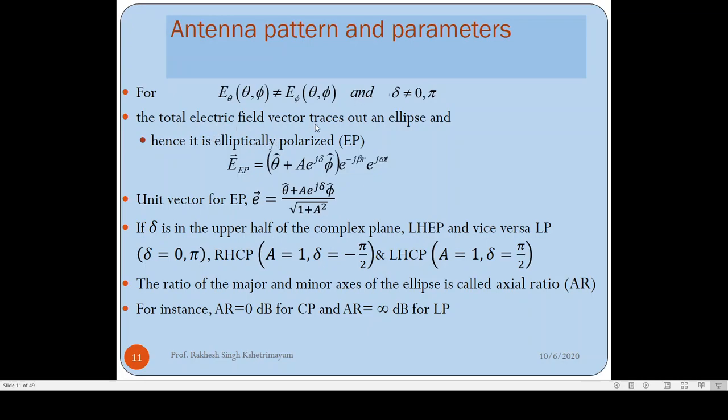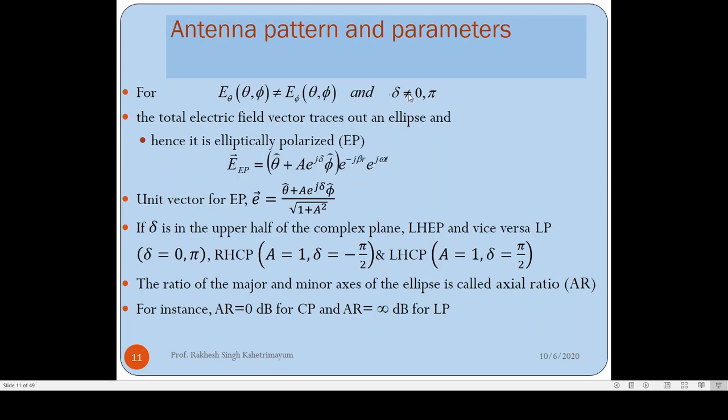So the total electric field for the elliptically polarized wave can be expressed as the theta component plus a times exponential j delta phi hat, multiplied by exponential minus j beta r and exponential j omega t. Exponential j omega t is for the time harmonic fields, exponential minus j beta r is for the wave propagating radially outward, and we have a transverse component of the electric field that is elliptically polarized. The amplitude of the theta component we take as 1, and the amplitude of the phi component will be a. So a and 1 are not equal, and we also have a phase shift between the theta and phi components, denoted by exponential j delta.